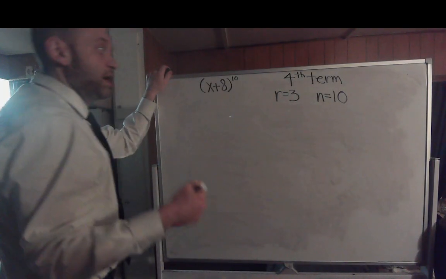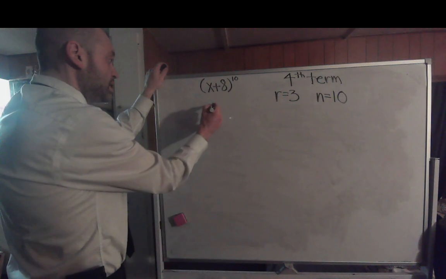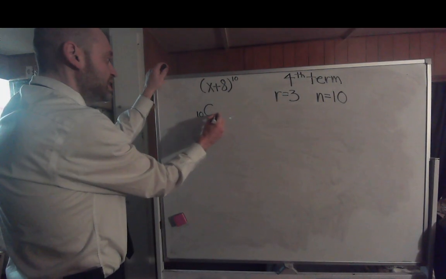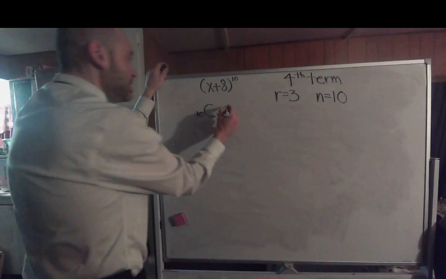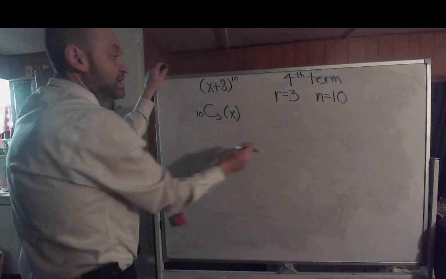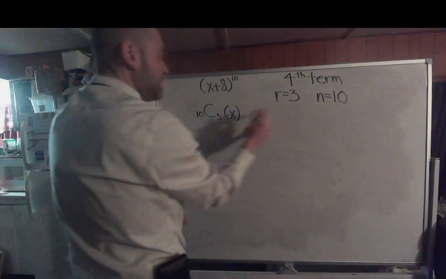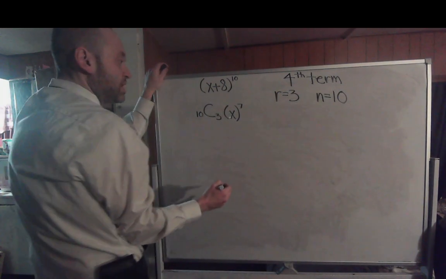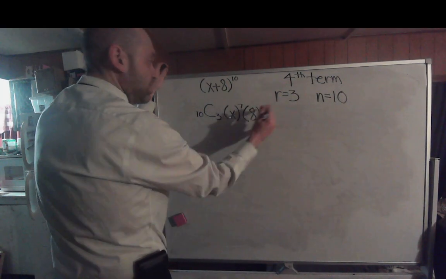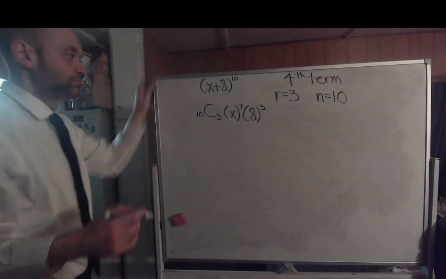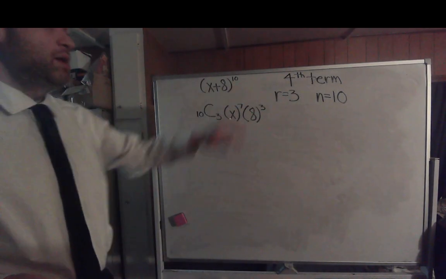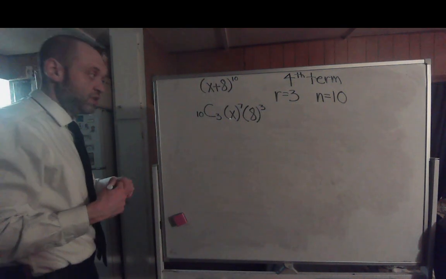Now we can go ahead about finding these terms. So it's always the combination of n things r at a time, so this will be the combination of 10 things 3 at a time times the quantity of your first term, which is x, raised to the n minus r power, so that'd be 10 minus 3, that'd be 7, times your second term, which is 8, raised to the r power, which would be to the third power. And again, if you add these two powers, 7 and 3, you should get a power of 10. So that's how you know you're on the right track.